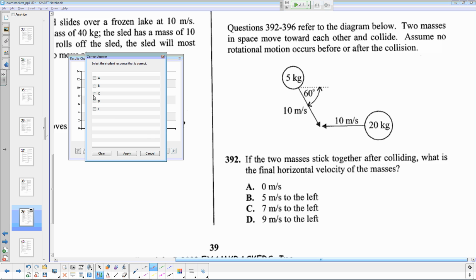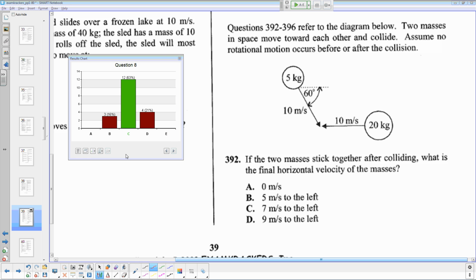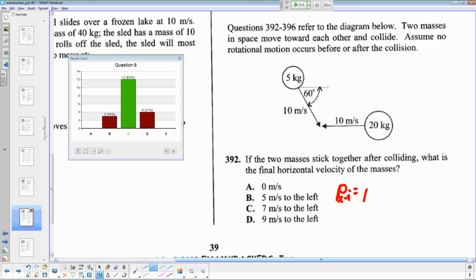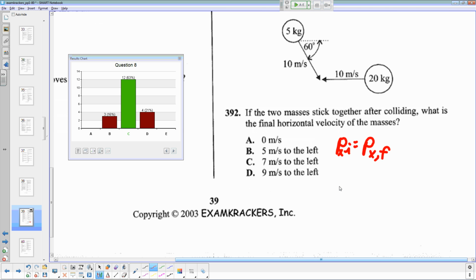So let's see. I want to find the momentum in the x direction. Initially it has to equal the momentum in the x direction final. So this problem actually isn't that terrible. I can just say the mass times the velocity in the x direction for the first particle plus the mass times the velocity in the x direction for the second particle has to equal the two masses combined times the velocity in the x direction final.